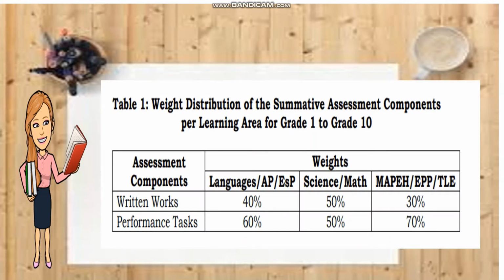Table 1. Weight distribution of the summative assessment components per learning area for grade 1 to grade 10. Assessment components, written works, and performance tasks. For the languages, AP, ESP, written works is 40%, performance tasks 60%. For science and math, written works 50%, performance tasks 50%. For MAPE, TLE, and EPP, written works 30%, and performance tasks 70%.